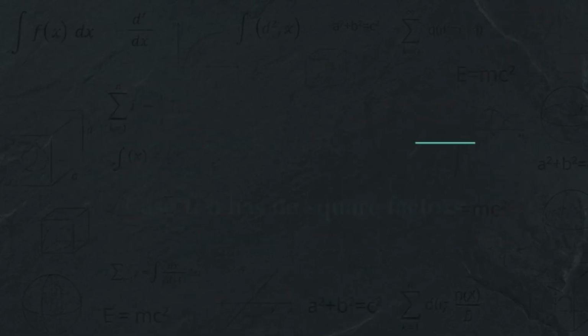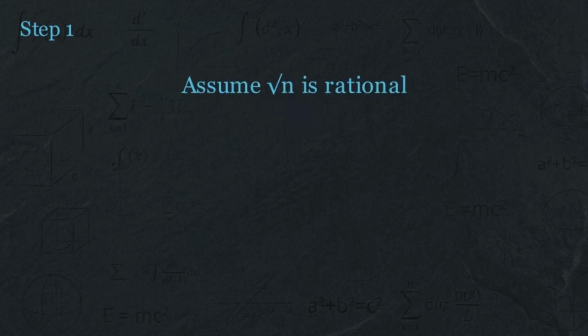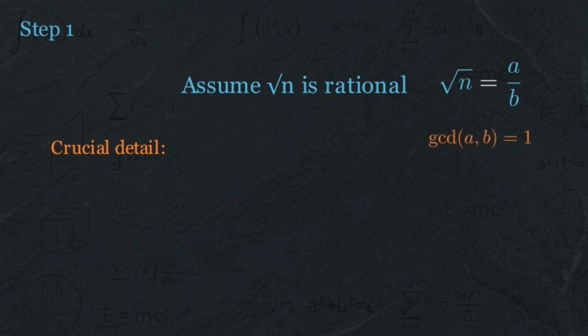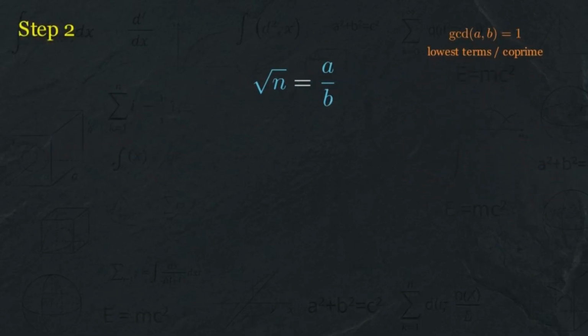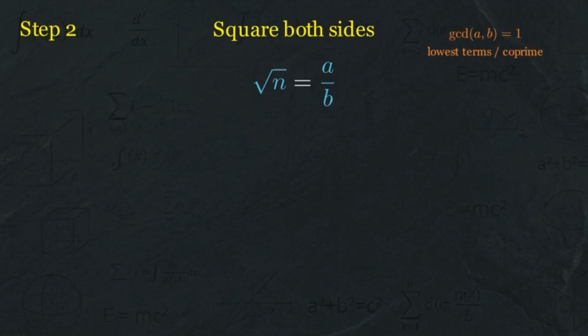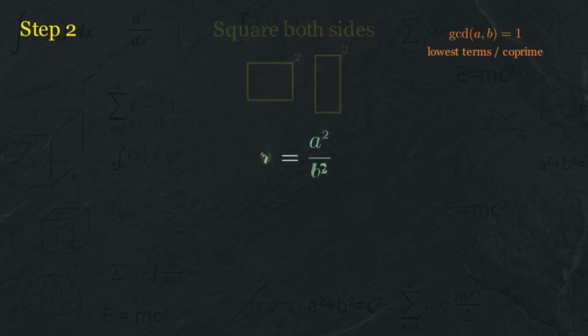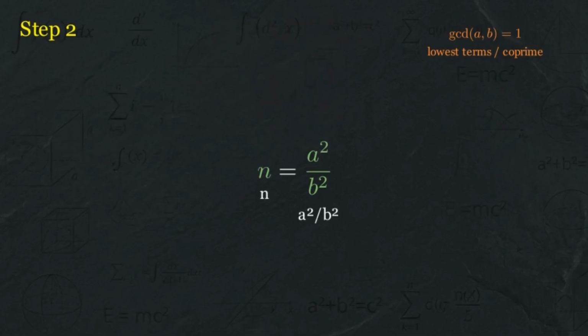Case 1, n has no square factors. Step 1, we assume that the square root of n is rational. This means we can write the square root of n as a fraction, a over b, where a and b are integers. Crucial detail, we assume a and b have no factors in common. They are coprime. Step 2, square both sides. On the left, we get n. On the right, we get a squared over b squared.